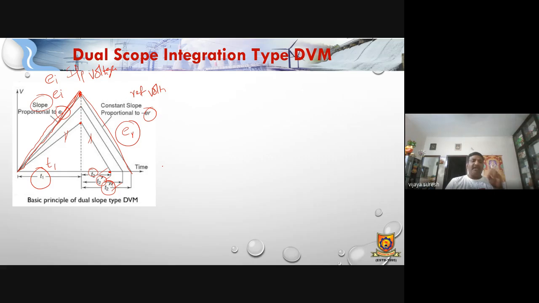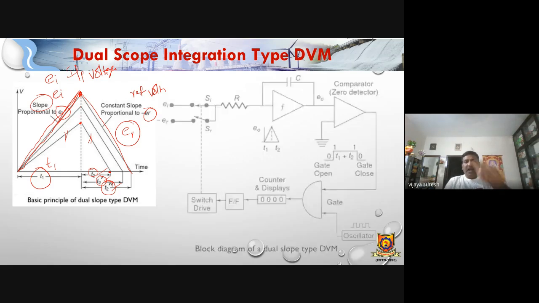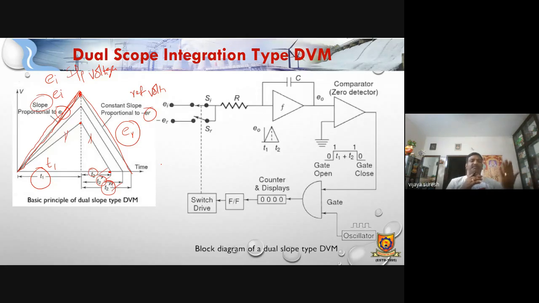Anyhow, at a time we are using one of them. Observe this block diagram. Here also start pulse and stop pulse should be there, because the counter has to count the number of pulses passing through the process during the measurement of the unknown input voltage.